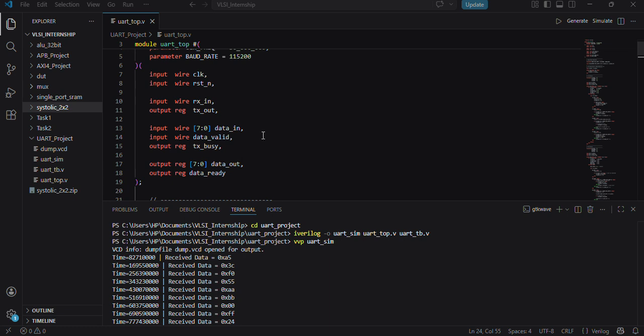This is the RTL code for UART. UART stands for Universal Asynchronous Receiver-Transmitter. It is one of the most important communication protocols in electronics and VLSI basics. It is used for communication between two devices, to exchange data between two chips.